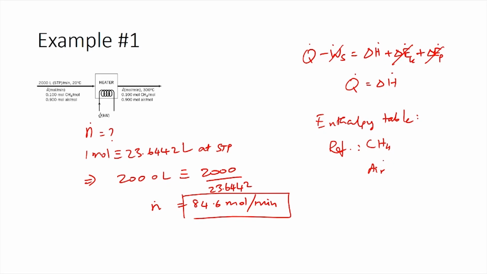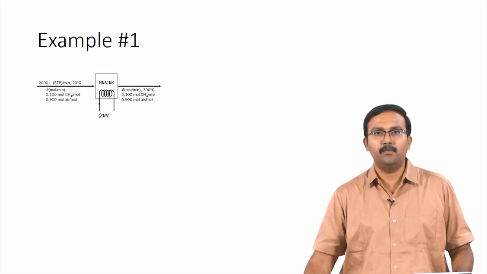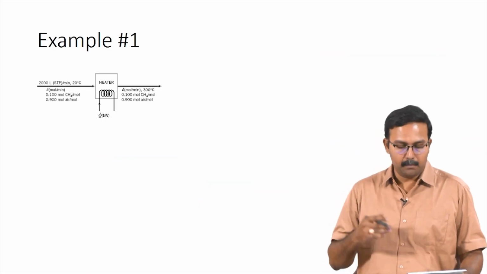The table in your textbook Felder-Rousseau is table B8. If we use table B8, we have to use the appropriate reference state from the table, which is gas at 25 degrees Celsius and 1 atmosphere. Methane does not have any such table, so we would have to use either the inlet or the outlet condition as the reference state. In our case we can use the inlet condition, which is 20 degrees Celsius, as the reference state, which would be gas at 20 degrees Celsius and 1 atmosphere. This would be the reference state for methane. Now that we have the reference state for methane and air, we can go ahead and build the enthalpy table.